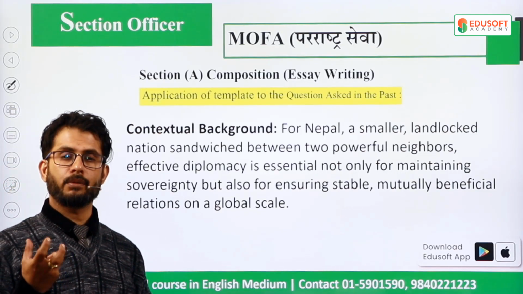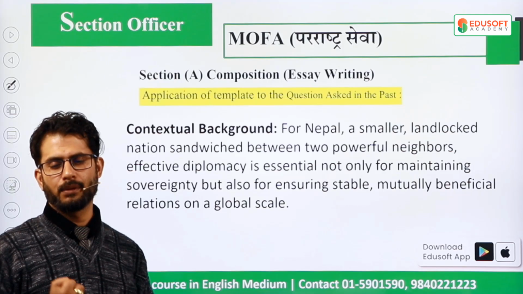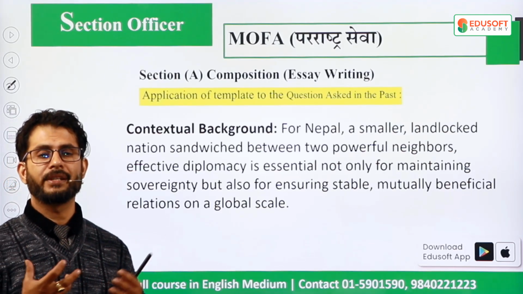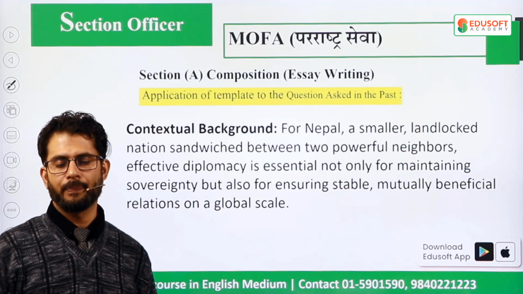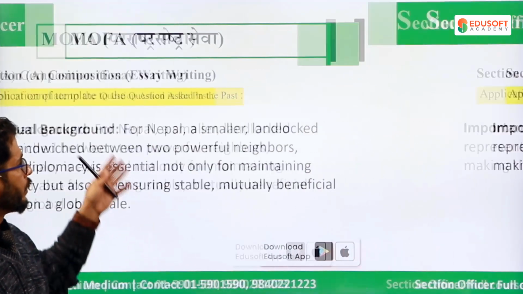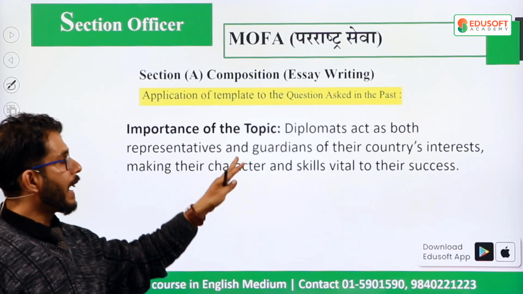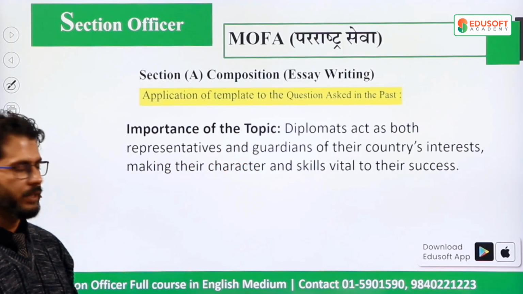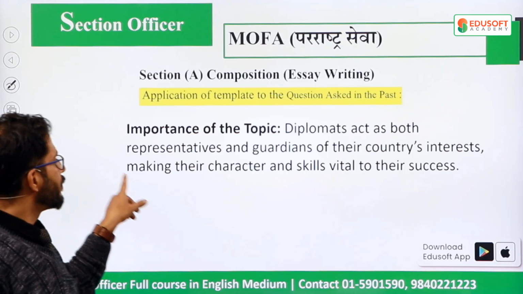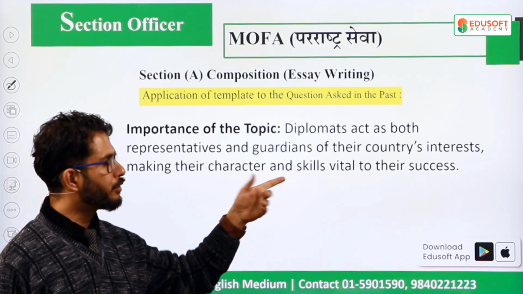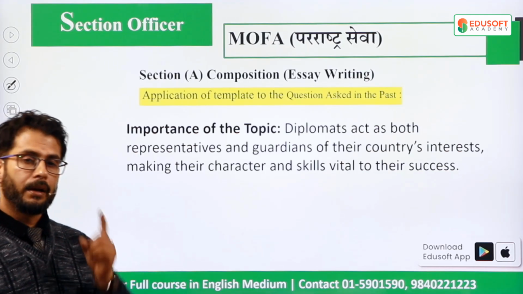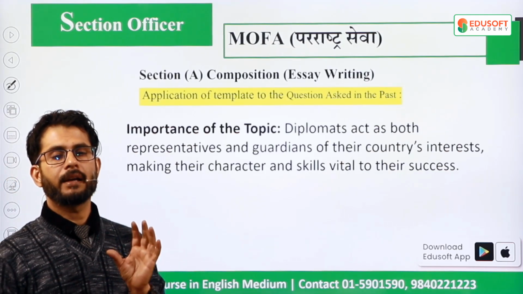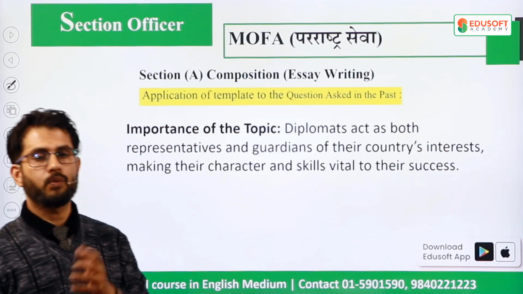The topic is the qualities of diplomats. So, what is the importance of the qualities of diplomats in fostering our national interest in the international arena? Over here, you can write: diplomats act as both representatives and guardians of their country's interests, making their character and skills vital to their success. I have written this. Now, the most important thing is that this part is written for the diplomats' character, for the qualities.